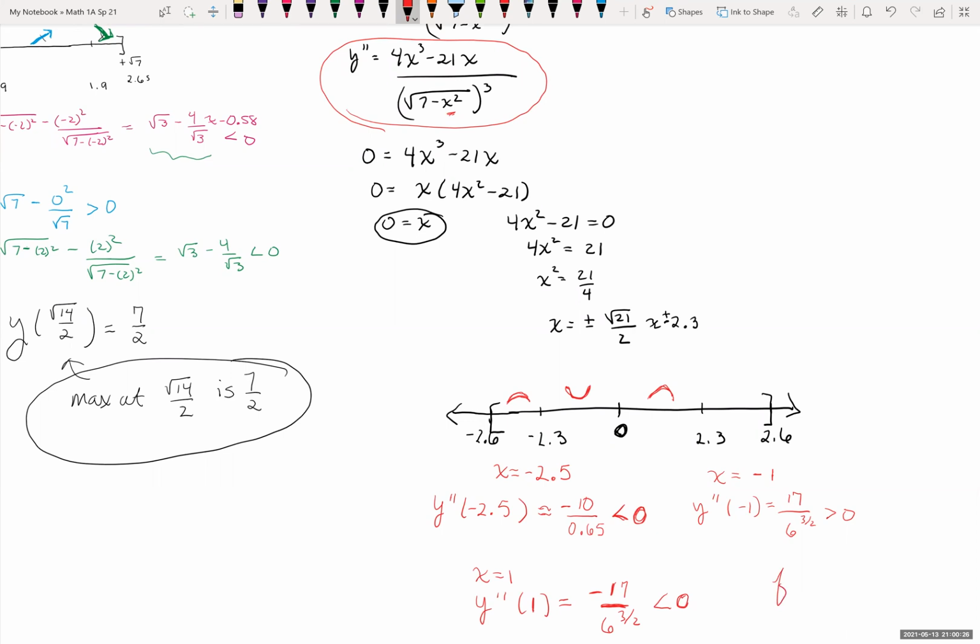So if we plug in x equals 2.5, we have 4 times 2.5 cubed minus 21 times 2.5. That gave us 10 in the numerator, all over 0.65. So this is greater than 0, it's concave up. So I can see that we have inflection points at negative 2.3, positive 2.3, and at 0.